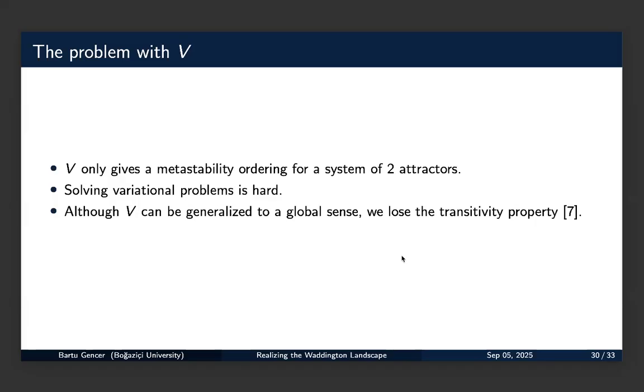So there is this amazing paper which actually does this explicitly. When you generalize this metastability ordering of 2 attractors to the general case, you get some nonsense, like A being more stable than B, B being more stable than C, but somehow A also being more stable than C. It is nonsensical, and we don't want that. We still want an ordering. So although this works quite well, it only works for 2 attractors.